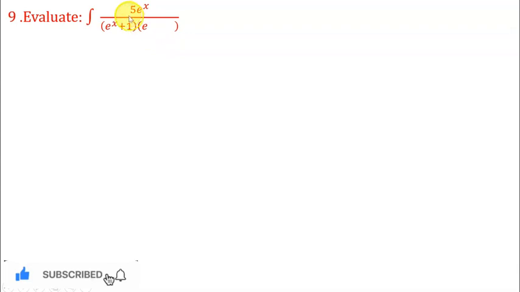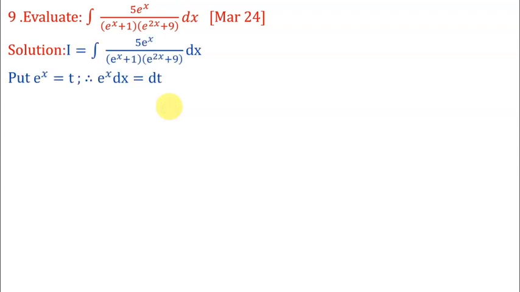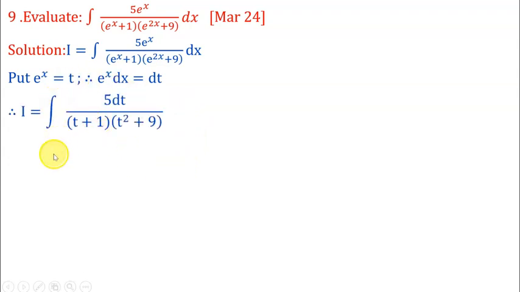Evaluate the integral of 5eˣ upon (eˣ + 1)(e²ˣ + 9) dx, asked in the March 24 examination. Now here the substitution: eˣ = t, eˣ dx = dt. Therefore I is equal to the integral of 5t upon (t + 1)(t² + 9) dt. Now this can be written as A upon t + 1 plus (Bt + C) upon t² + 9.